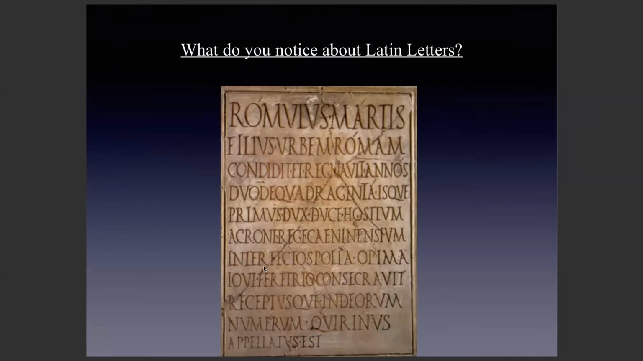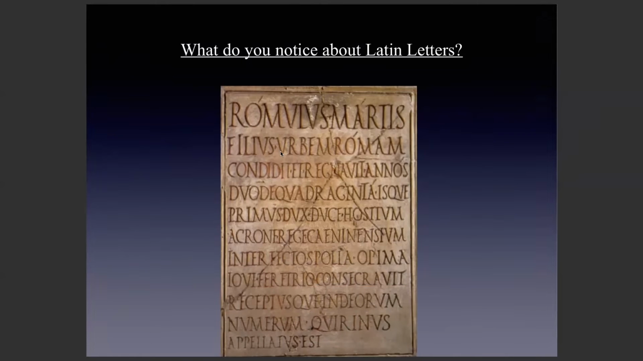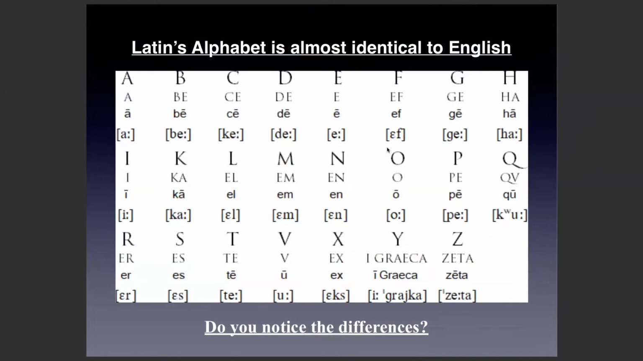All right. So now let's look at a piece of a tablet that is actually from the Roman Empire. And as I say, notice something about the letters. We have Romanos, Martius, Fluvius, and so on. You see all of these things? You obviously will notice that English uses the exact same alphabet as Latin, except for a few minor differences.